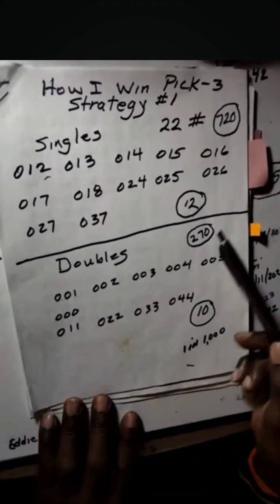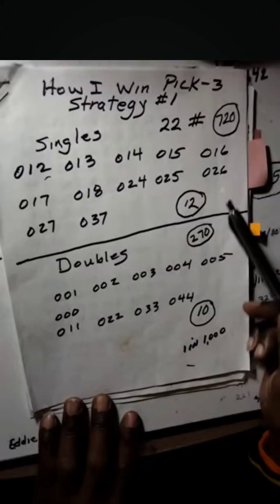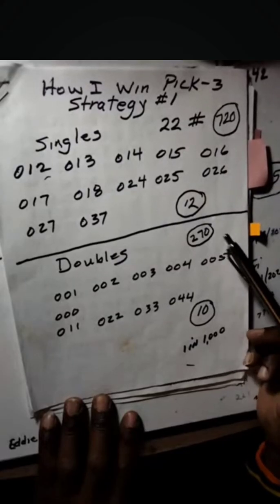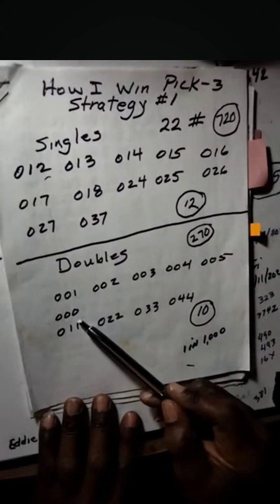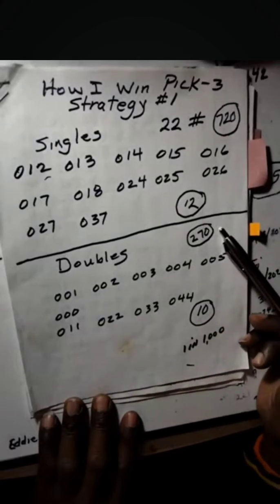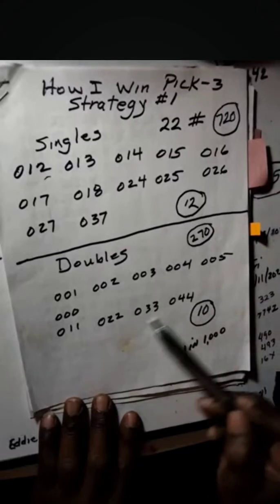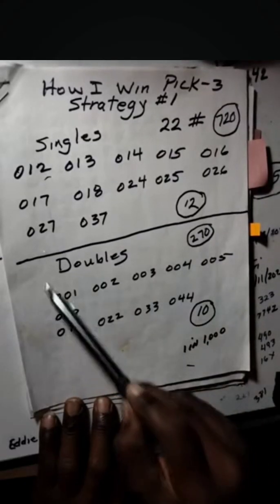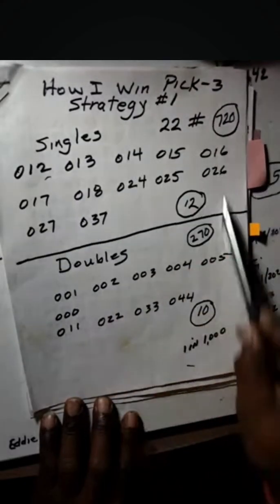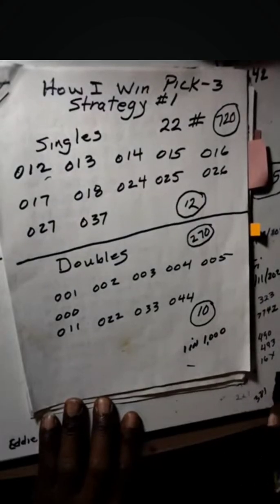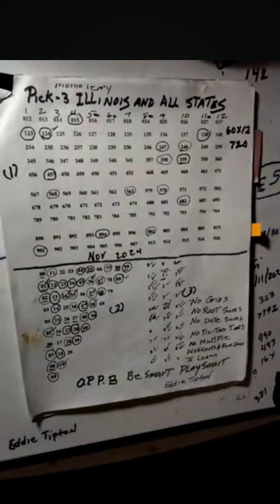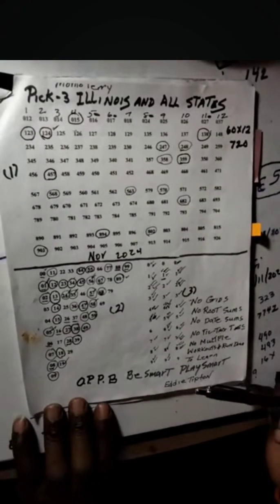So you got your 720, your 270, plus your triples is 10. That's 990 with the 270 and the 720 and the 10. You got all 1,000 numbers you can look at with these here. Okay? Now, there's valuable information right now that everybody's getting. Very valuable. Okay? That I'm giving you.